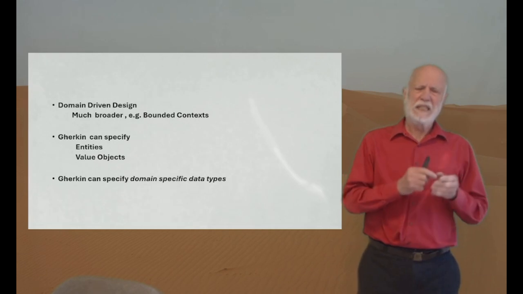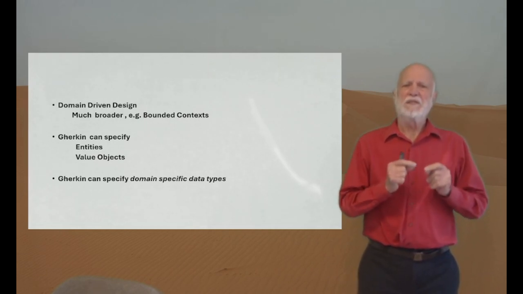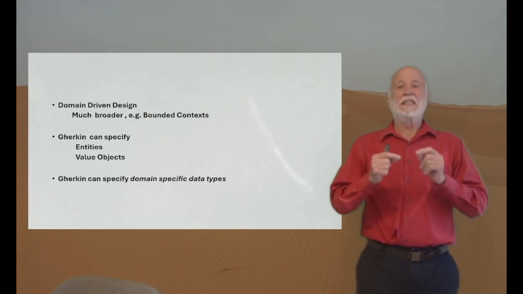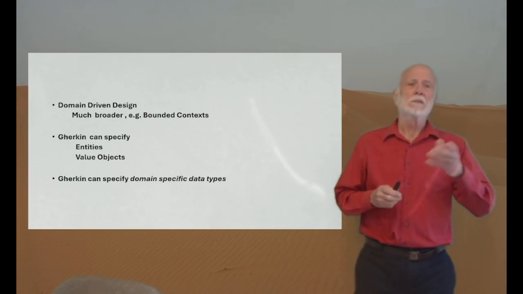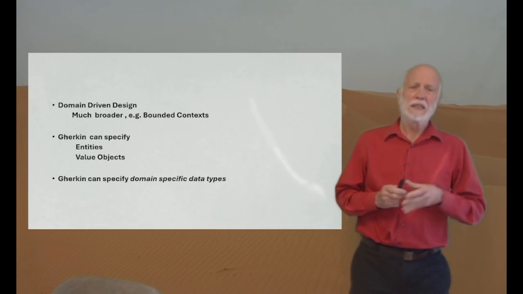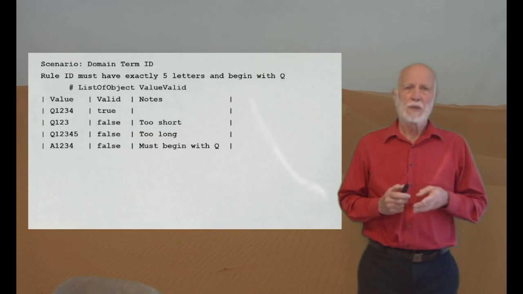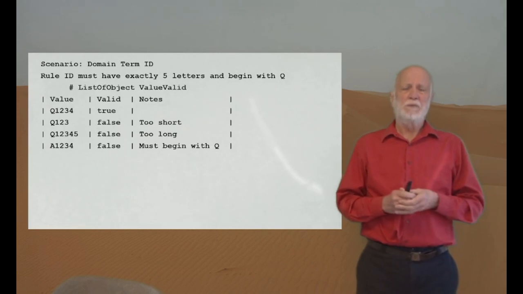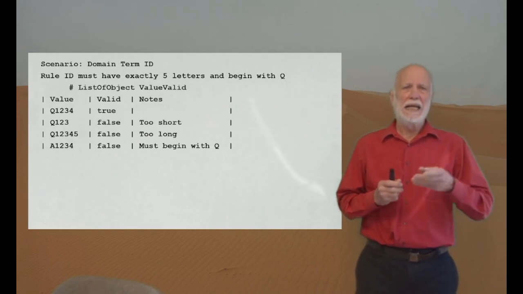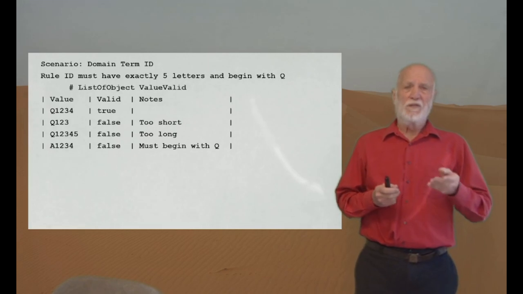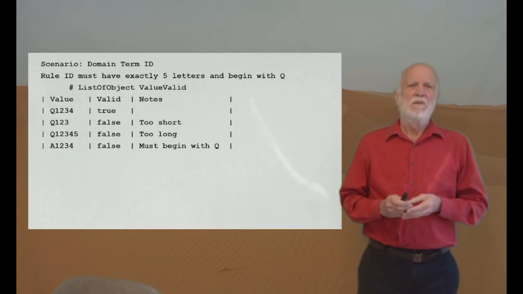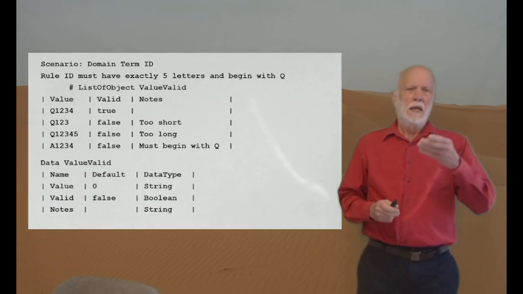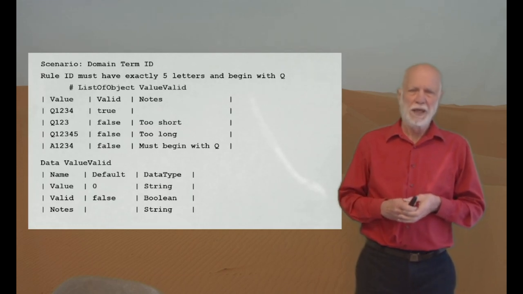And more specifically, Gherkin can help specify domain-specific data types, which can be value objects, and those value objects can be used in entities. So let's give an example here. We have a domain term called ID, and a rule for it: it's got to have 5 letters and begin with a Q, with our values and our valid, and our data statement that shows that one's a string and one's a Boolean.